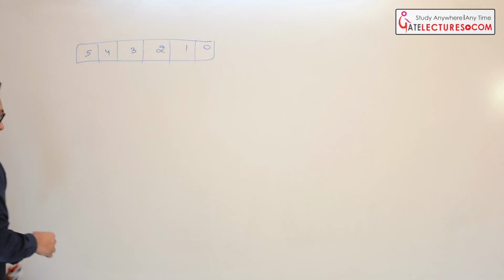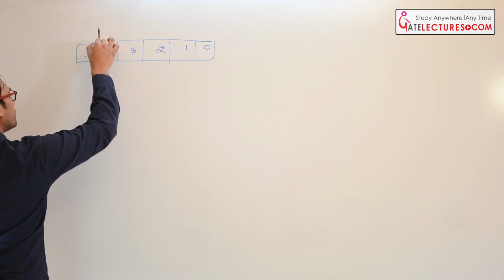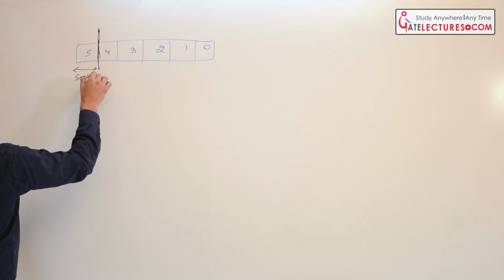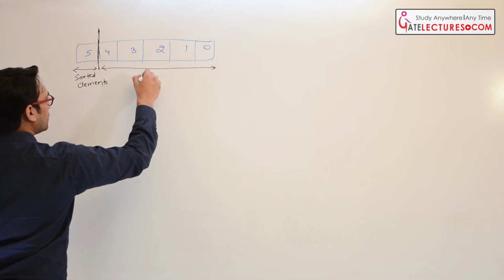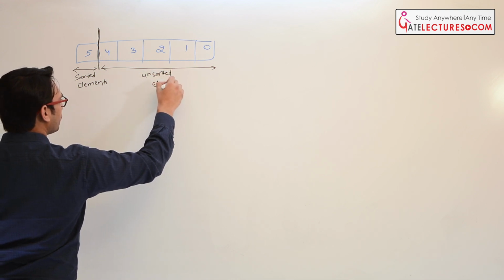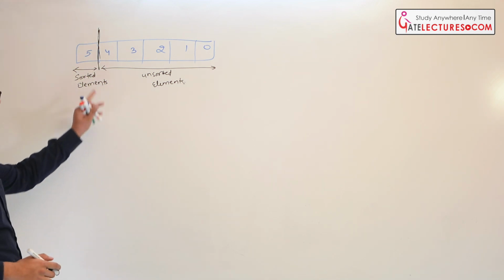Now in this array, we are going to assume two parts. We are going to say one part is already sorted and the second part is not sorted. So assume we have these two partitions here. The first partition is a partition of sorted elements, and the second partition is a partition of unsorted elements.